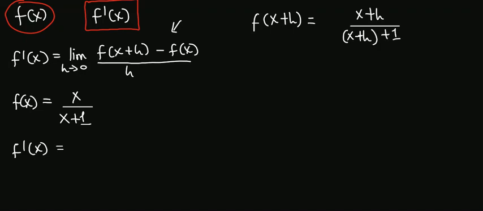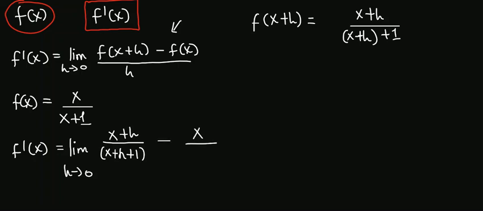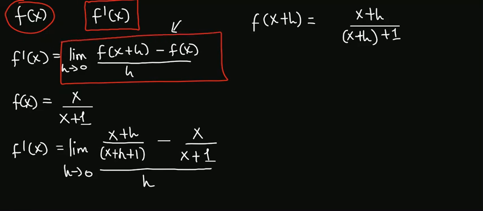So our derivative will now be the limit as h approaches 0 of x plus h divided by x plus h plus 1, minus x over x plus 1, all this divided by h. So I just substituted it into the expression for the definition of derivatives, which is this expression here. That's what I used.